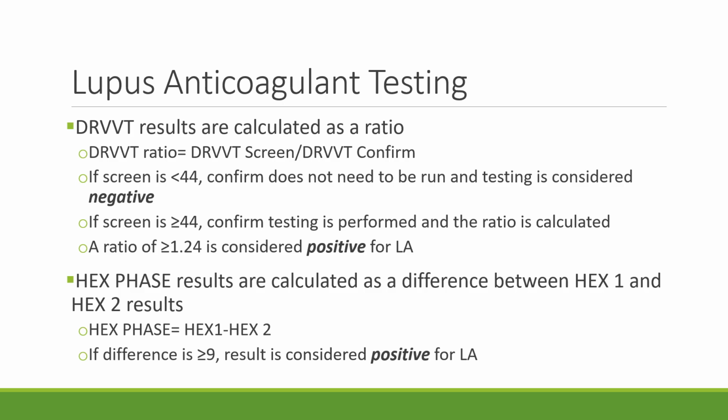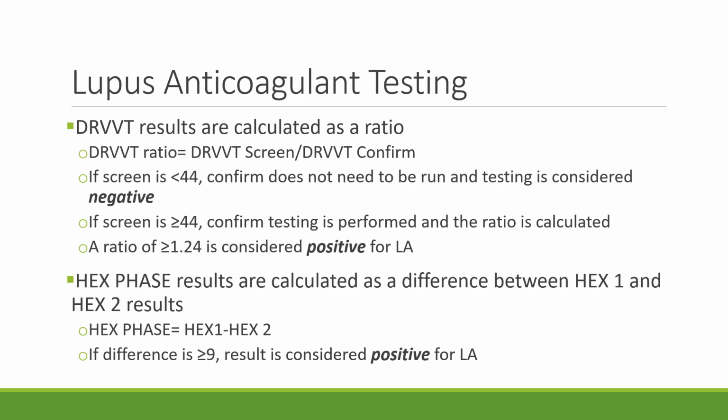And again, here are just those results for that lupus anticoagulant testing. So we would calculate that DRVVT as a ratio. We would run a screen and a DRVVT to confirm, and then we would calculate the DRVVT screen divided by the DRVVT confirmation. If the screen is less than 44, we don't really need to run that confirmation. We can just go ahead and consider it to be negative. But if the screen is greater than or equal to 44, we're going to confirm that testing and perform that ratio calculation. If the ratio is greater than or equal to 1.24, we do consider that to be positive for lupus anticoagulant.